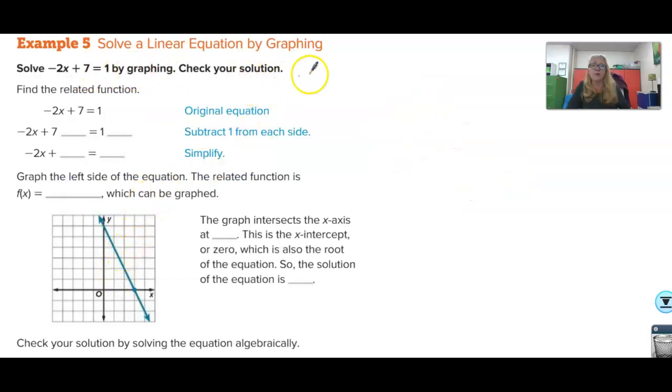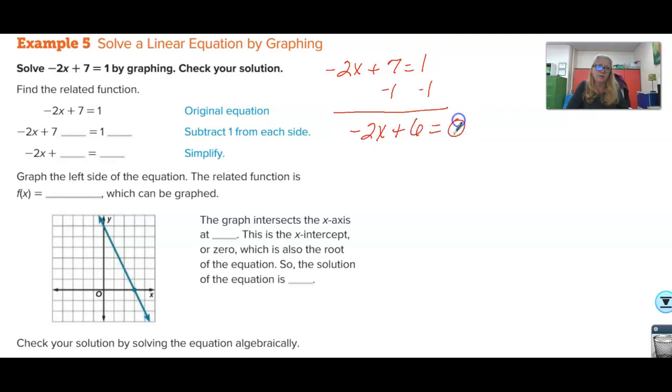So they've given us this negative 2x plus 7 equals 1. All right, we need to get everything on the left-hand side, so we have to get rid of this one guy. That will give us negative 2x plus 6 equals 0. And so then we would have f of x equals negative 2x plus 6. Okay, so here's what they've done, the same thing here. They want you to subtract 1 from both sides, and then this gives us 6 equals 0, and then you can graph this, the negative 2x plus 6, right?